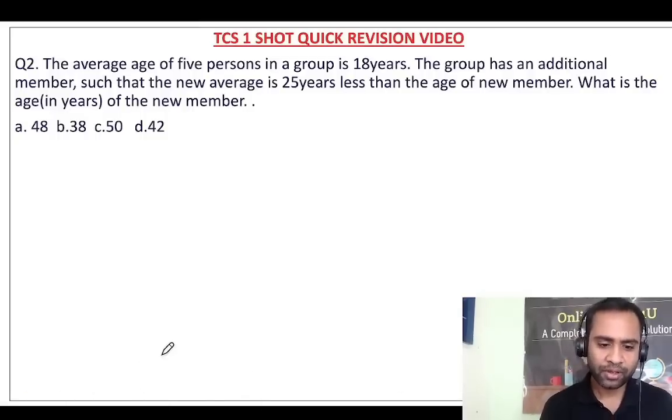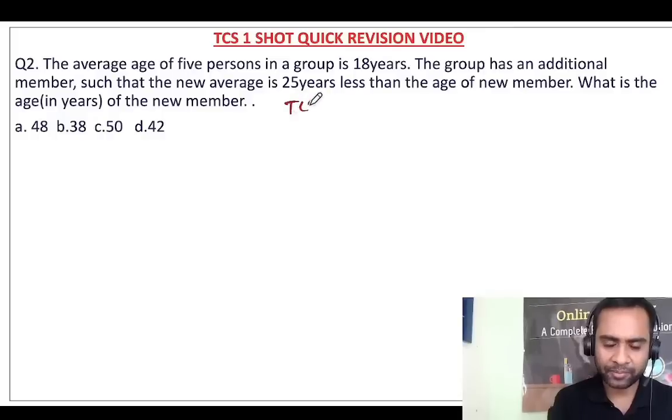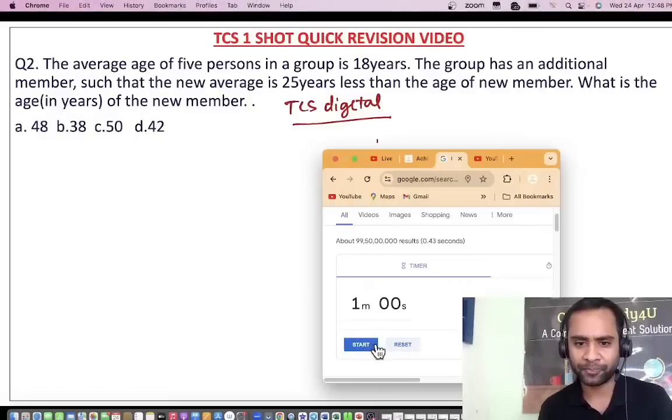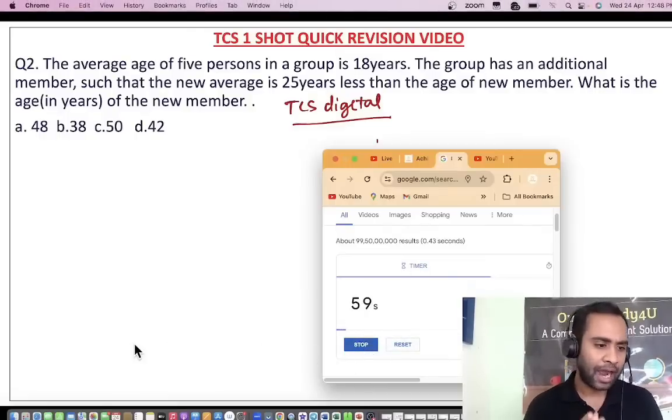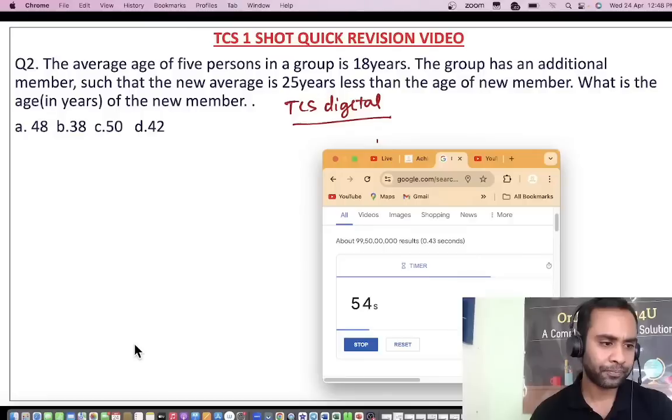Now, this particular problem has been asked in TCS Digital. Okay, TCS Digital. It's a simple problem. So it's not a tough problem. After average, we will be going to the next problem.